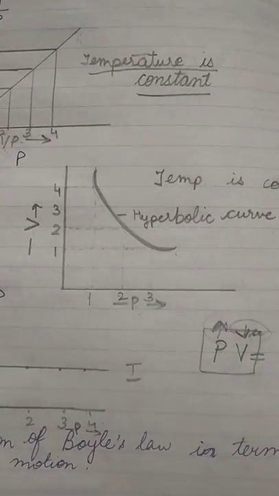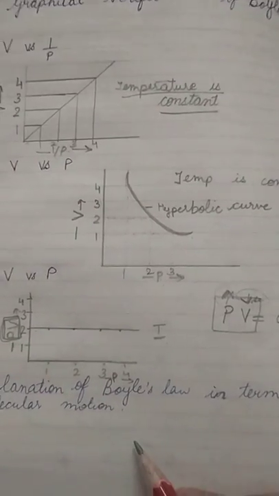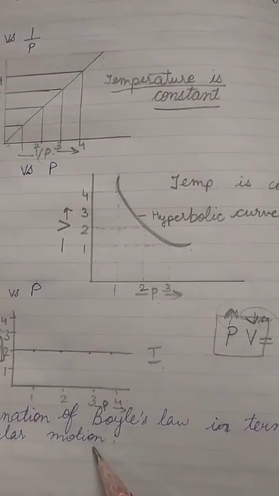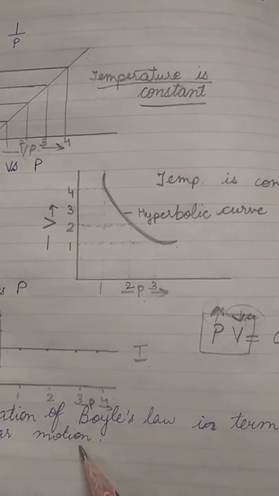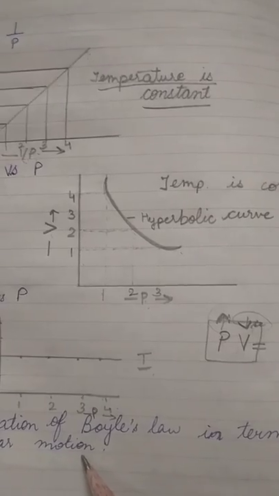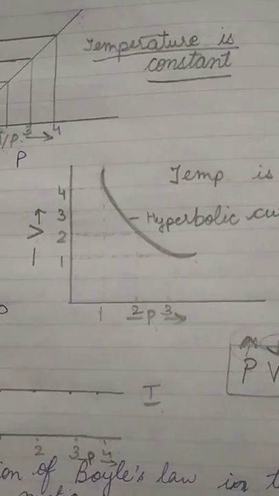Now, explanation of Boyle's law in terms of molecular motion. You all have studied kinetic theory in class 8. In class 8 you have studied in kinetic theory that particles are always in random motion, they are always moving, right? They are not stationary.